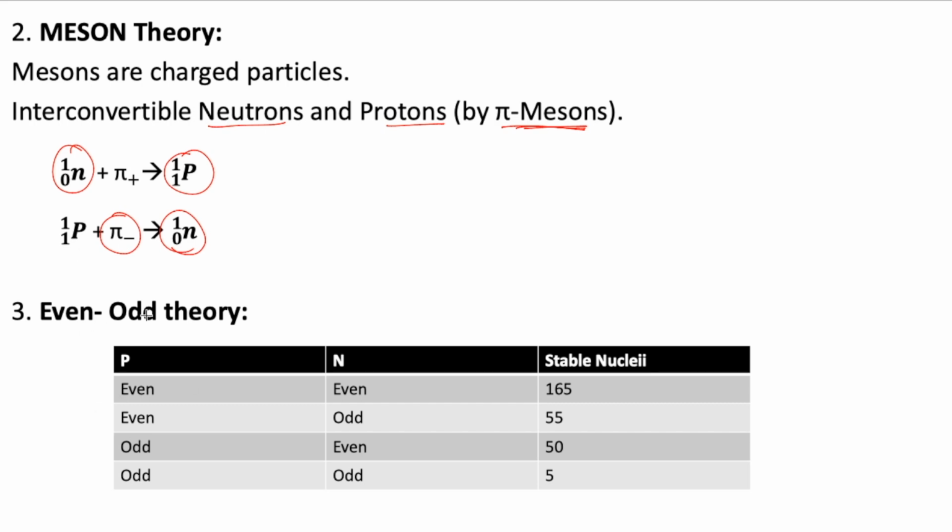So the next is the even and odd theory. What it says is that if you have an even number of protons or an even number of neutrons, there are more chances of stability. There are 165 stable nuclei which have even protons and even neutrons. Whereas if you start making things odd, let's say protons are even but neutrons become odd, then a lesser number of nuclei are stable. And if you make protons odd and neutrons even, then even fewer elements are stable. And if you make both odd, then very few elements are stable with an odd number of protons and odd number of neutrons.